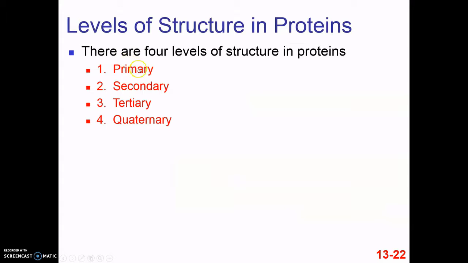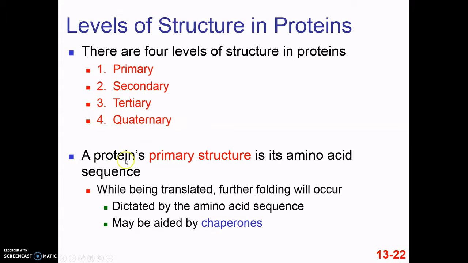All right, so there are 4 levels of structure in proteins. Again, hopefully this is a review. We have primary, secondary, tertiary, and quaternary. Quaternary is not present on all proteins. So the protein's primary structure is just simply its amino acid sequence. This is what is being dictated by the nucleic acid sequence. That's what I meant to say here, my apologies.